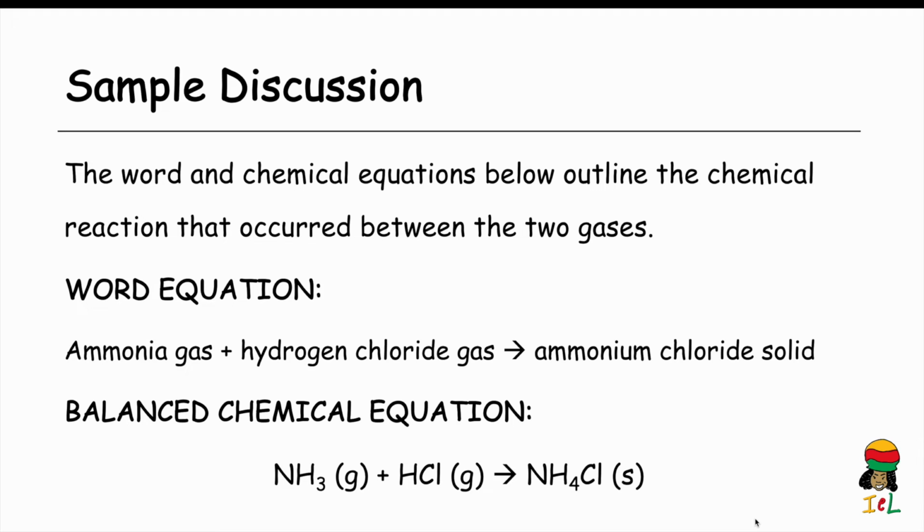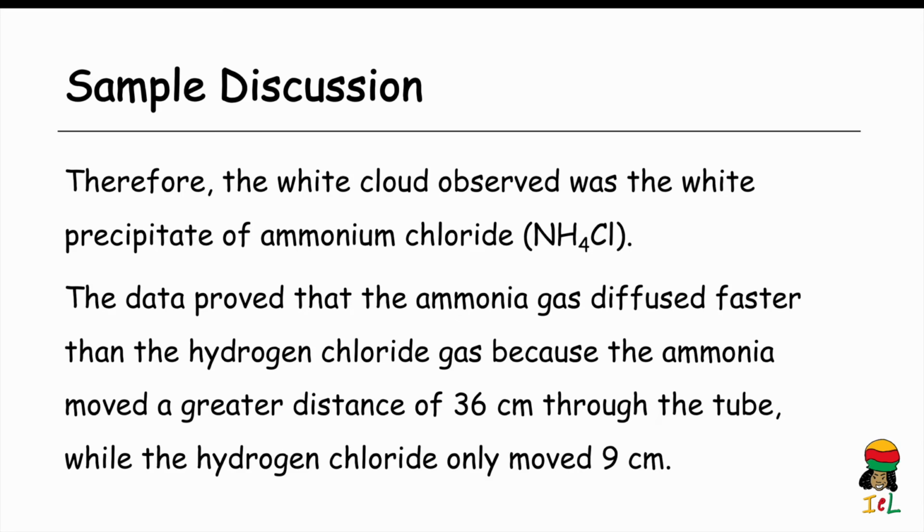Word equation: ammonia gas plus hydrogen chloride gas produce ammonium chloride solid. The balanced chemical equation: NH3 gas plus HCl gas produce NH4Cl solid. Therefore, the white cloud observed was the white precipitate of ammonium chloride, NH4Cl.